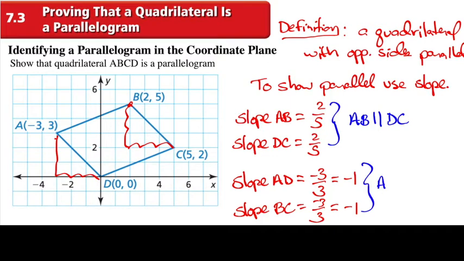And we can say that AD is parallel to BC, and that's because they both have the same slope also of -1. And that's enough to show that ABCD is a parallelogram, because we showed that opposite sides were parallel.